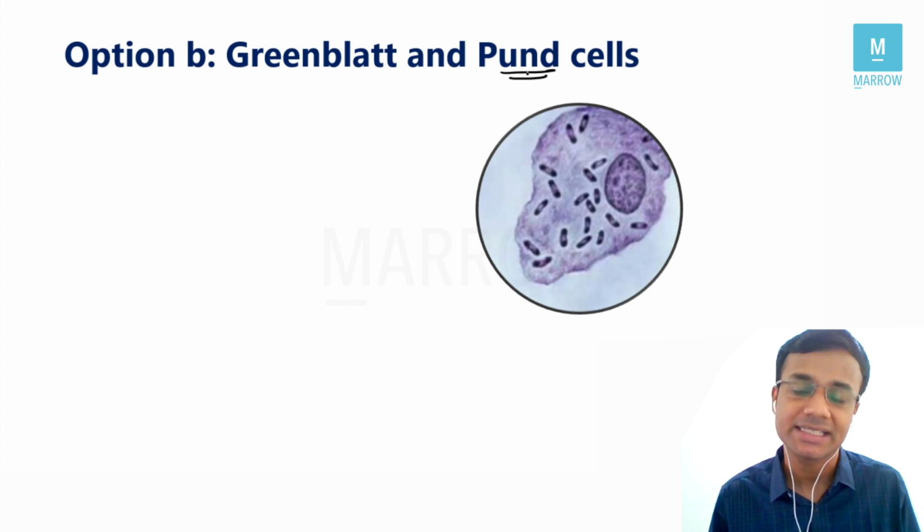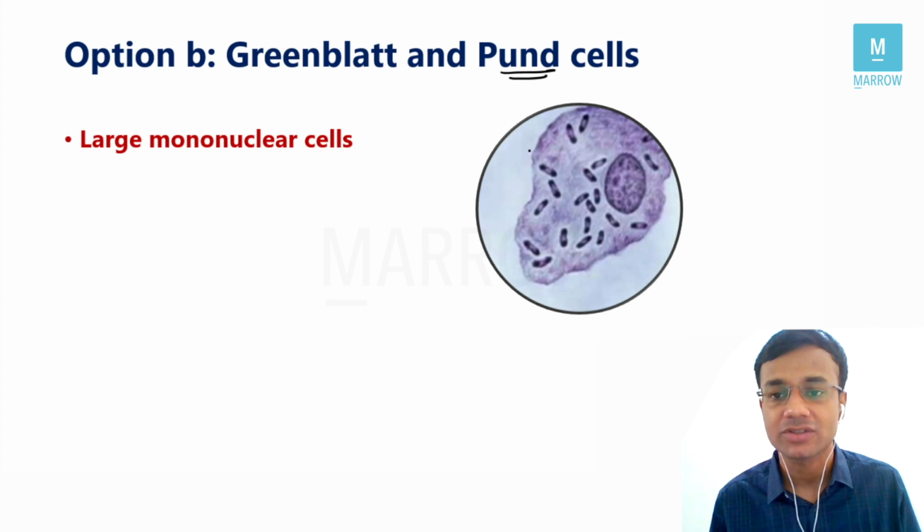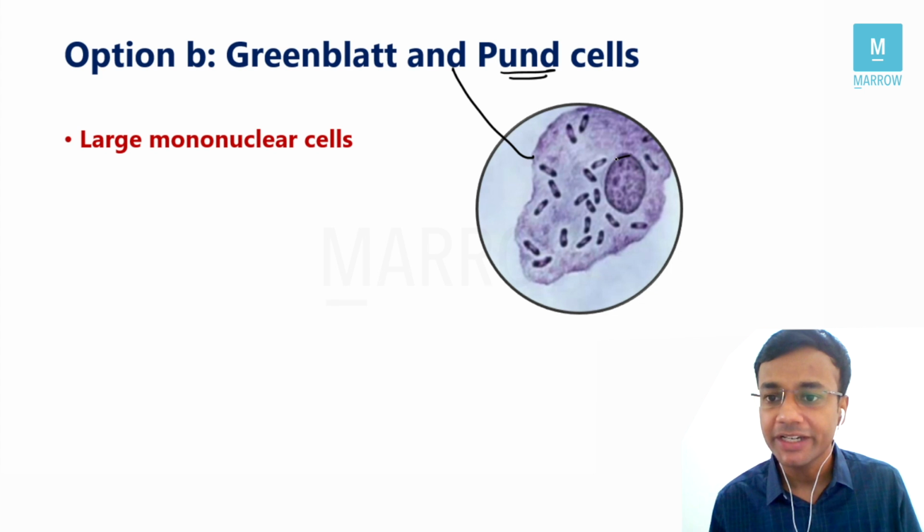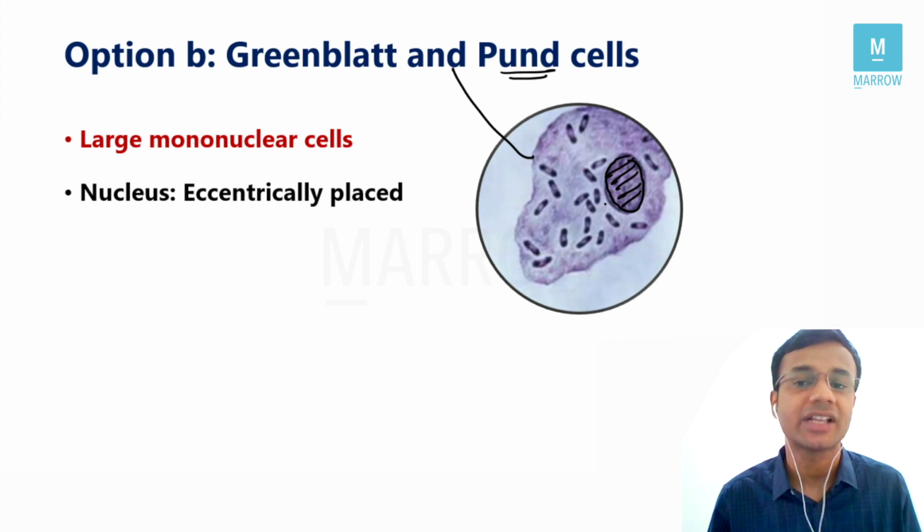So what are these Greenblatt cells? These are large mononuclear cells. So these cells over here are called Greenblatt and Punt cells. And how do you identify them? You see this is the nucleus which is eccentrically placed. So we have an eccentrically placed nucleus.